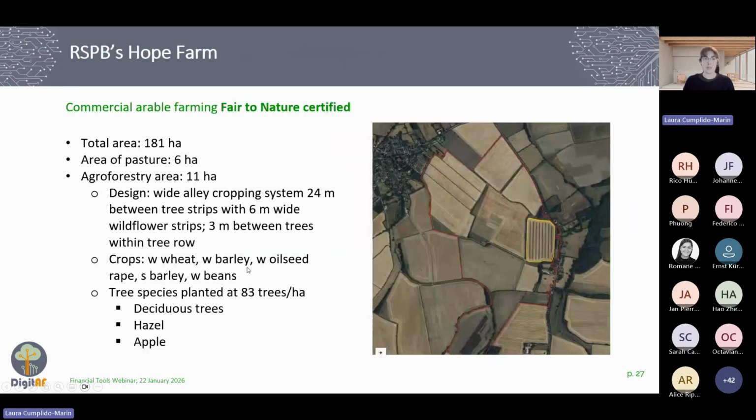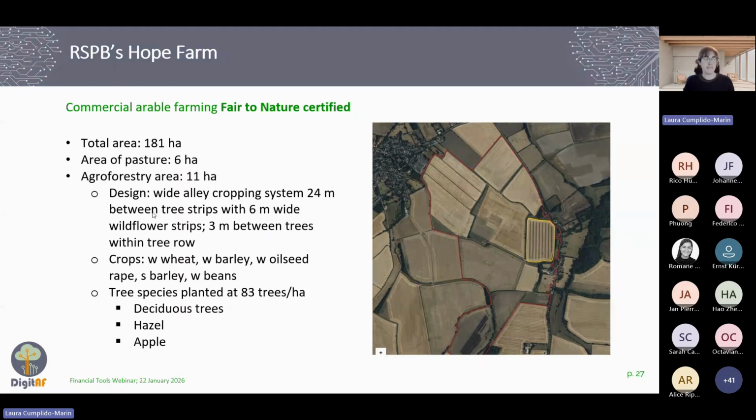Yeah. So now I'm going to show you some results that we recently did for a specific case study based in the UK. The case study farm selected was a hop farm belonging to RSPB. For those who are overseas and not aware of RSPB, it is the Royal Society for the Protection of Birds. And this is a farm that is managed as a commercial arable farm and is Fair to Nature certified.